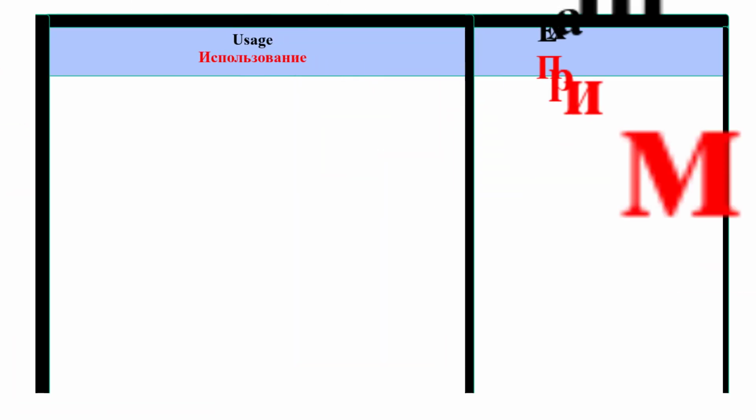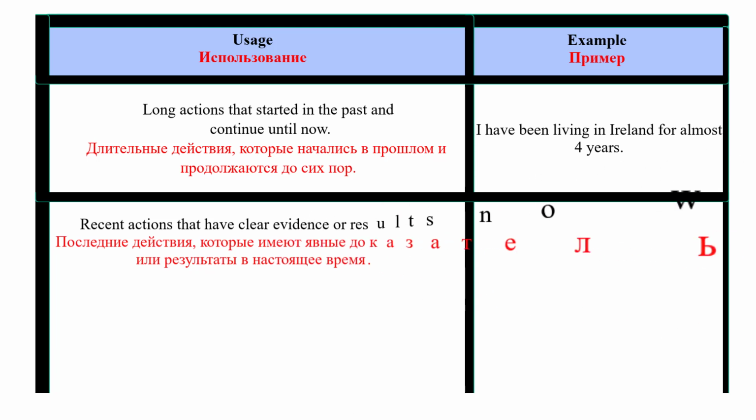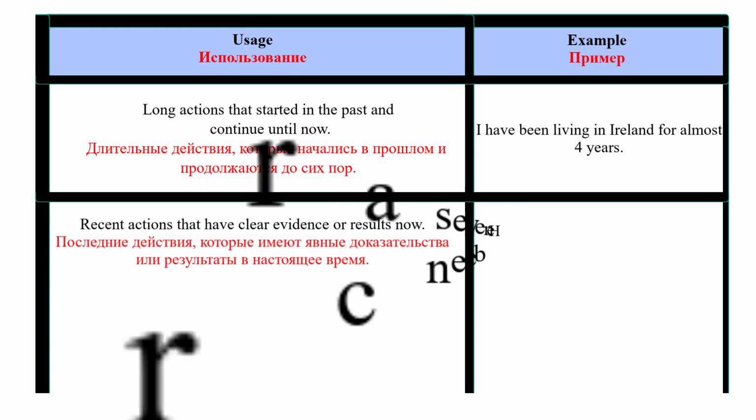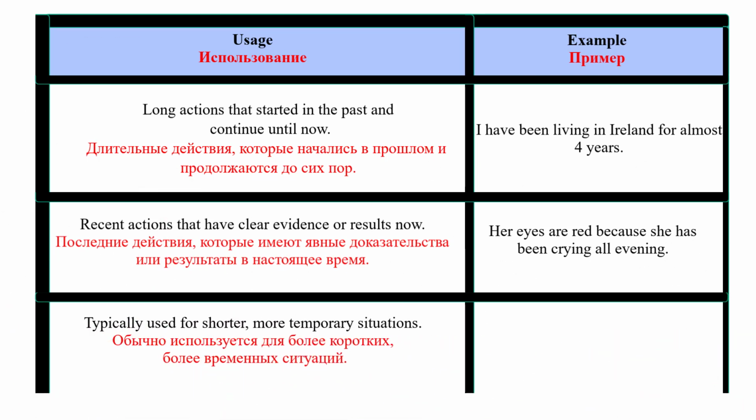Usage. Long actions that started in the past and continue until now: I have been living in Ireland for almost 4 years. Recent actions that have clear evidence or results now: her eyes are red because she has been crying all evening. Typically used for shorter, more temporary situations.